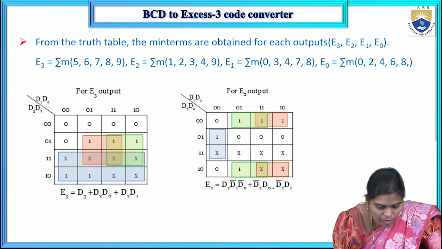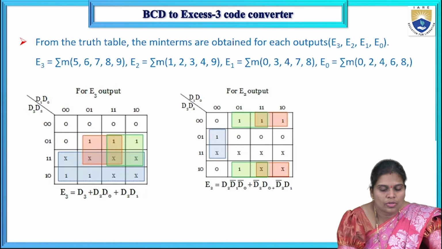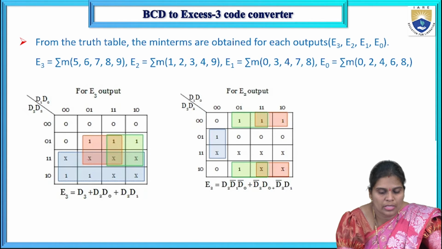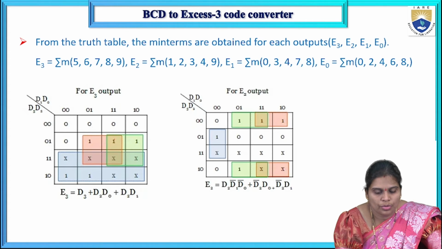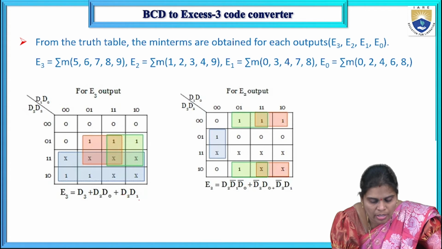Now let us form one group of these 8 ones and another of these 8 ones. What is the equation of this? So, D3 plus, for these ones, D0 plus D2 and D1.